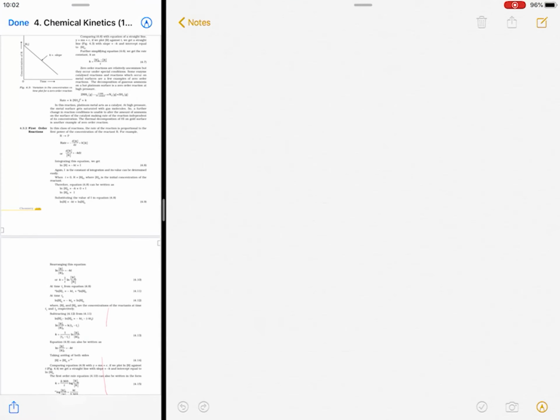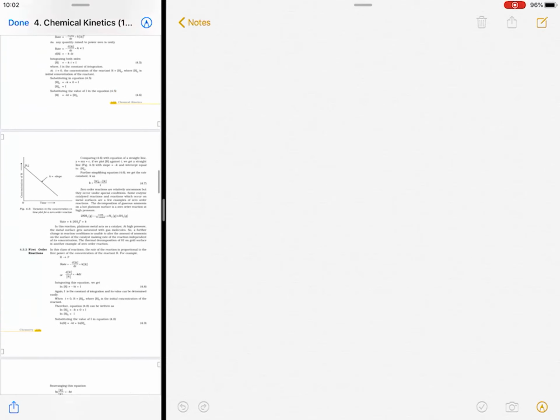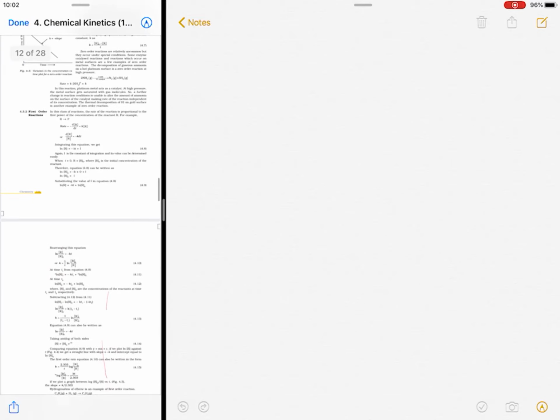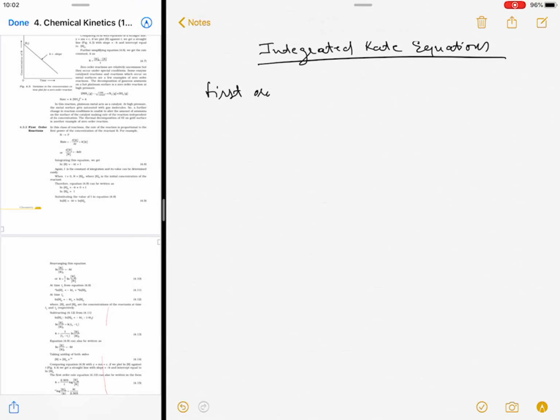Good morning, students. Today, in the chapter Chemical Kinetics, we will study about the integrated rate equations. And in integrated rate equations, we will study about the integrated rate equation for first order reaction.